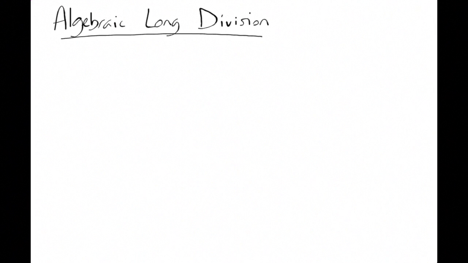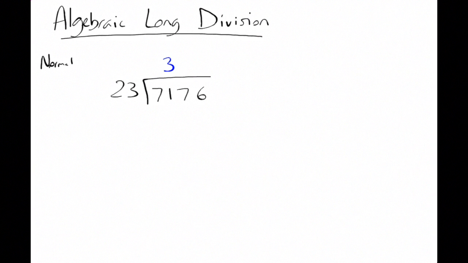Algebraic long division. First we're going to look at a normal long division like you would have done it at primary school. So we're going to look at 23 divided into 7,176. First we consider how many 23s go into 7, doesn't work. How many 23s go into 71? We see that there's 3 23s that go into 71, so we write a little 3 on above.